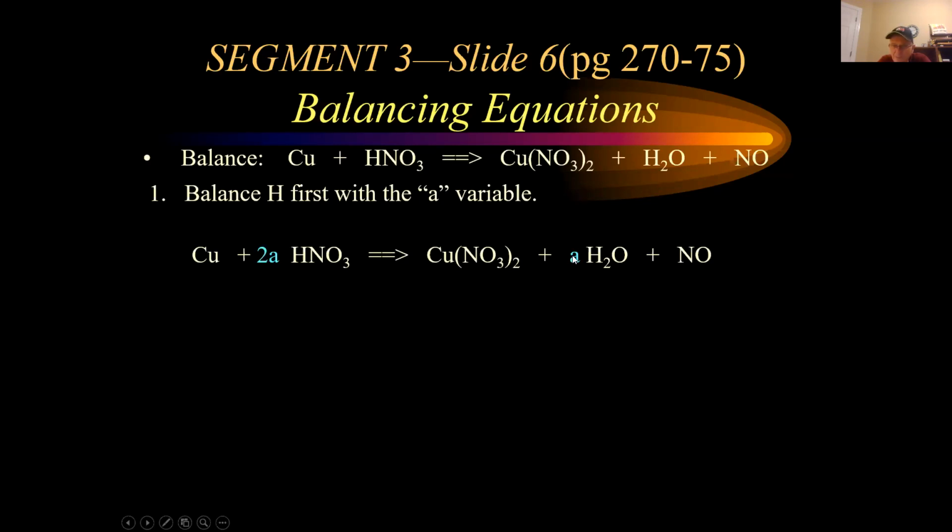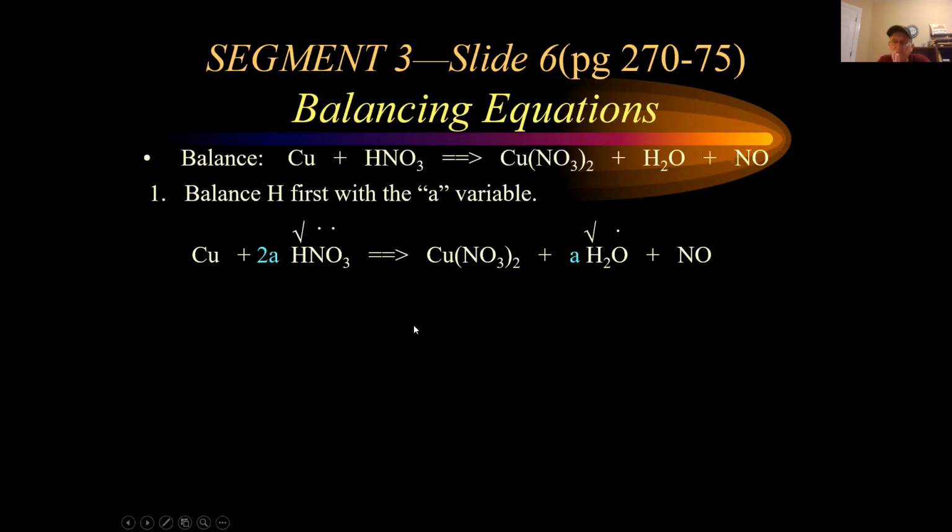Then I've got 2A hydrogens on this side, 2A hydrogens on this side. I check off the hydrogen. I dot the nitrogen and the oxygen on the left and the oxygen on the right. My dotted elements are nitrogen and oxygen, and I can do neither because you see, I'd need a coefficient here and here to balance nitrogen, and I'd need a coefficient here and here to balance oxygen. We can only put in one coefficient at a time.